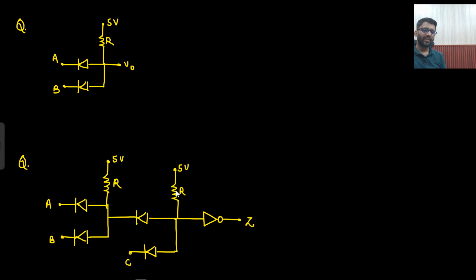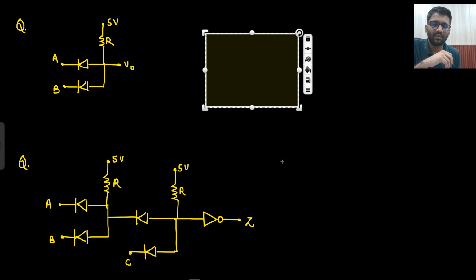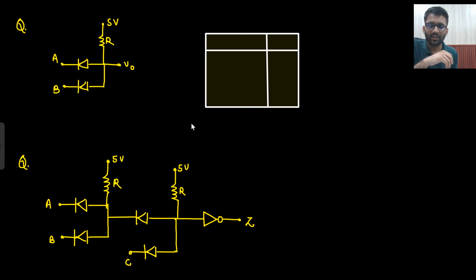Solve this question. If you know diode circuits, then you will be able to solve it. Knowledge of diode circuits is required here. How are you going to solve it? Make the truth table, okay? In case of diodes, always make the truth table. Do not worry about making the truth table, because in case of diodes, you cannot go with any shortcut. These kinds of questions we have already solved in analog electronics, but here also let's solve it.